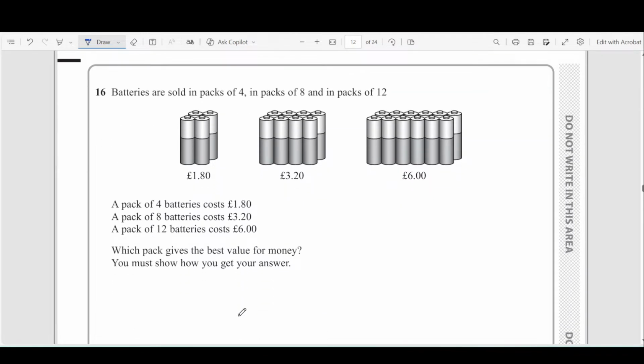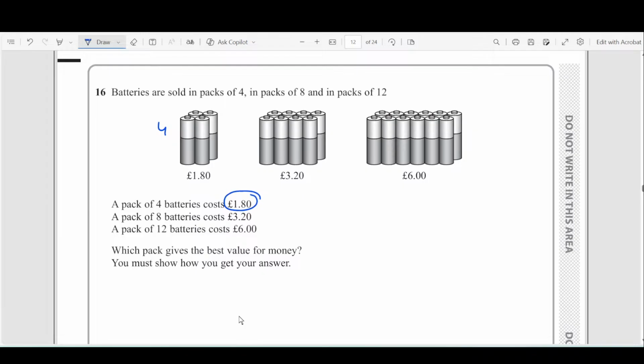Okay, next is question number 16. Batteries are sold in packs of 4, in packs of 8, and in packs of 12. Here we have packs of 4, 8, and 12, as you can see. The cost for the different packs is given. Which pack gives the best value for money? You must show how you get it. So first of all, if we find the cost per battery for each pack, then we can compare them, right?